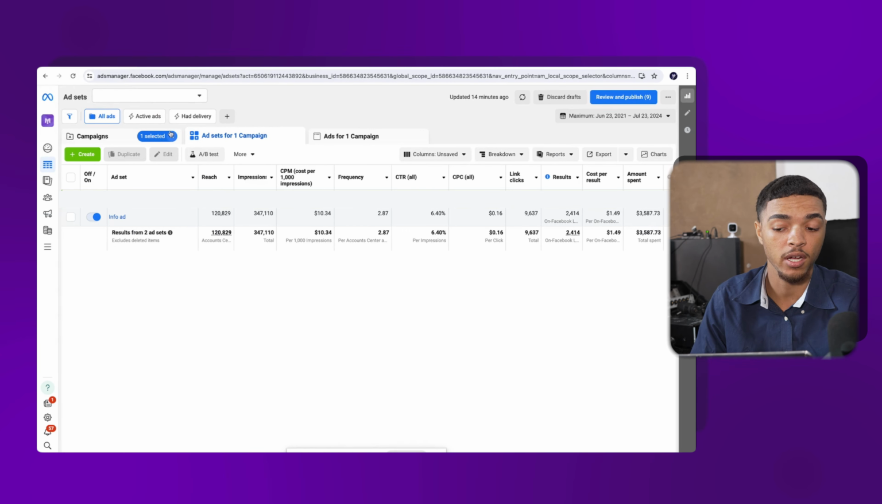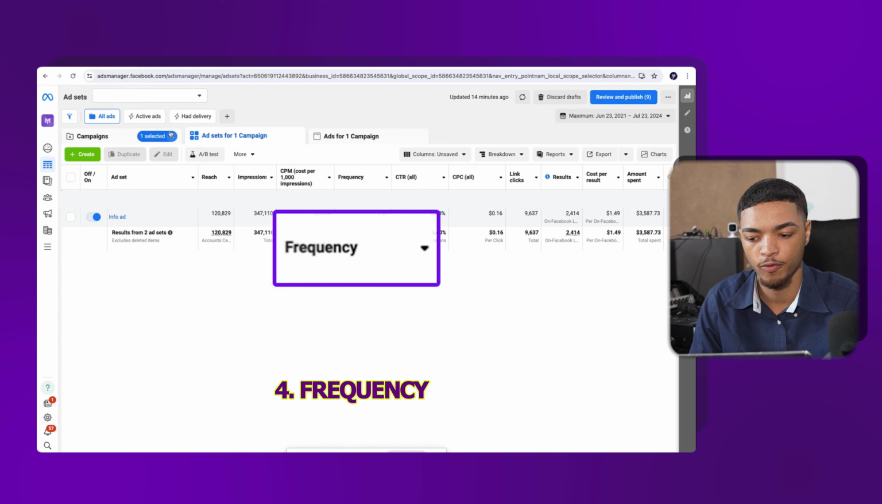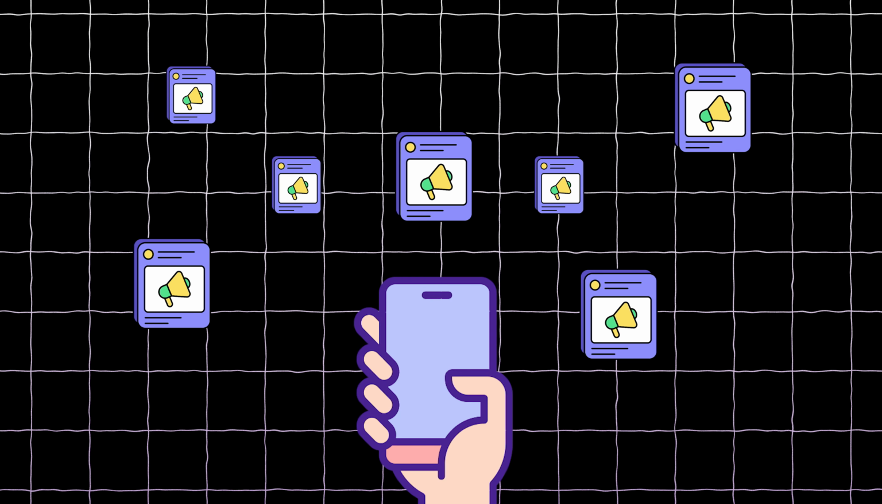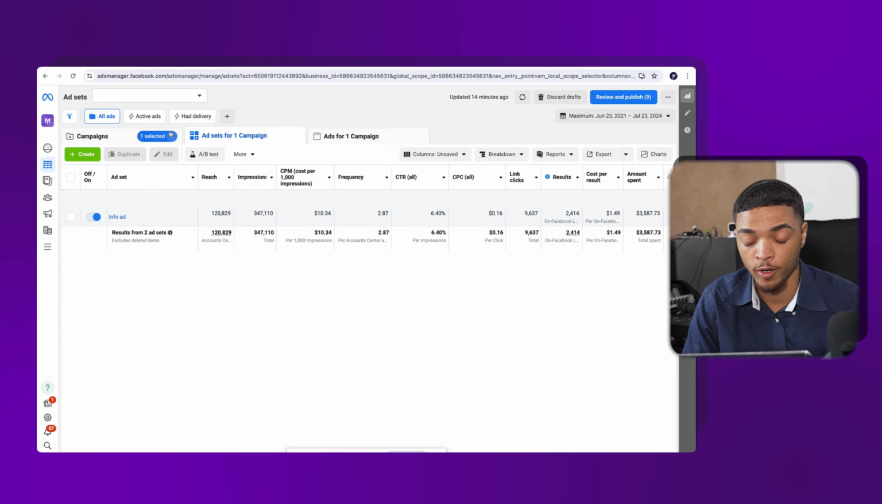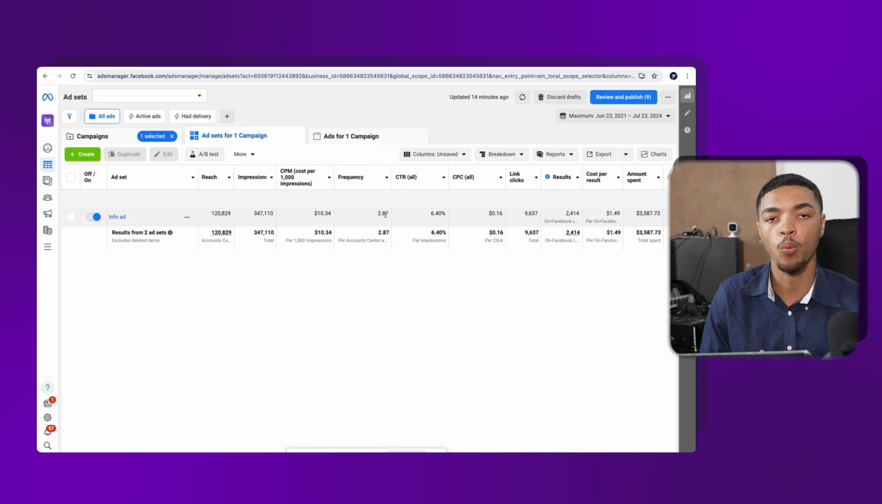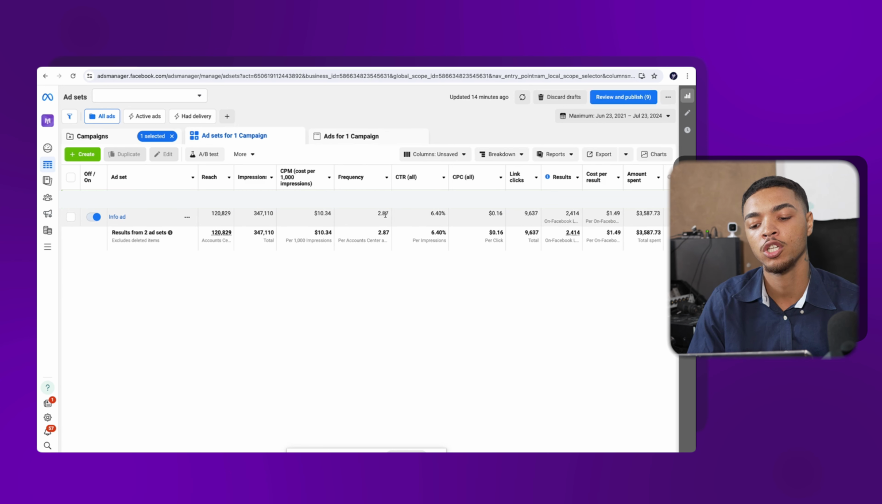Next, we will be talking about frequency. Frequency goes very hand in hand with reach and impressions. Frequency is pretty much how many times each person sees your ad. So for example, the frequency on this ad is 2.87, which means every one person has seen this ad on average 2.87 times, close to 3 times every person.